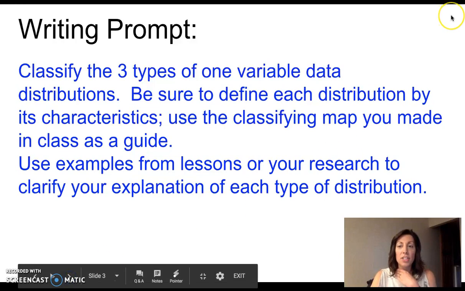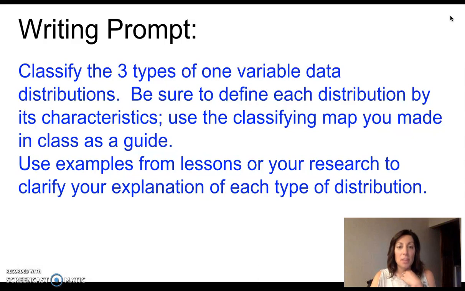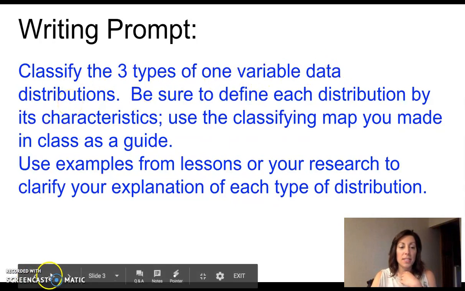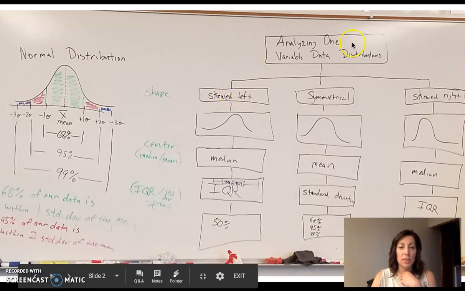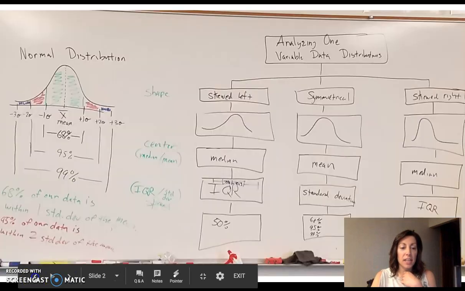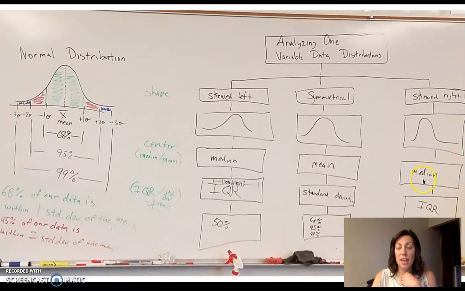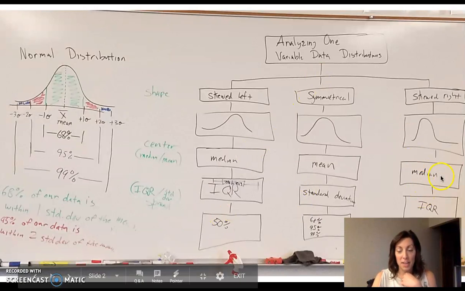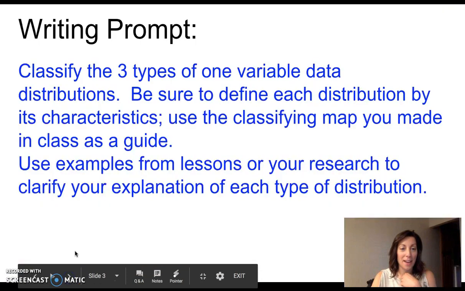Okay, so now that you've had a chance to get those out, review them, and ask questions, let's take a look at the prompt. You're going to classify the 3 types of one variable data distributions. Again, 3 types, just like on your map: skewed left, skewed right, symmetrical. Now, technically, you already classified them with Mr. Duarte in this classifying map. They're already classified. You just need to turn this into writing now.